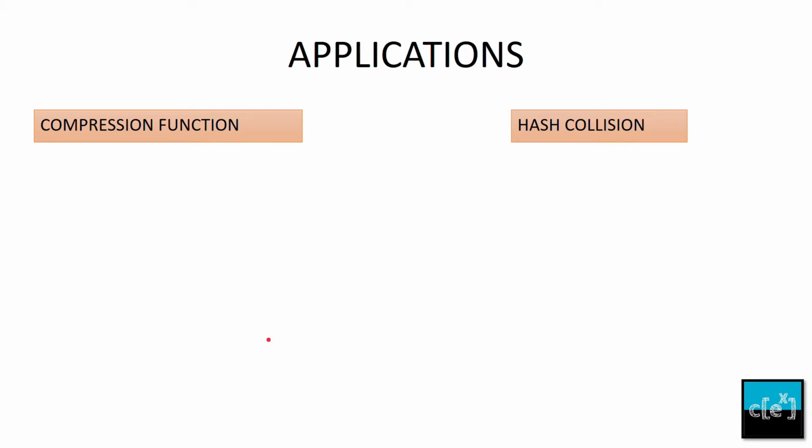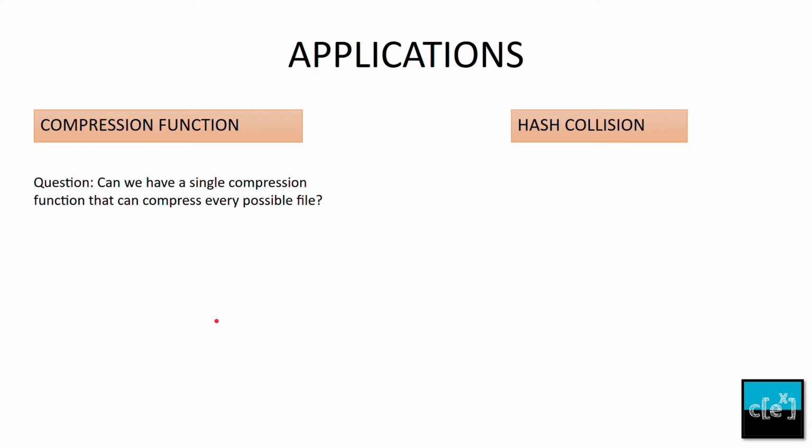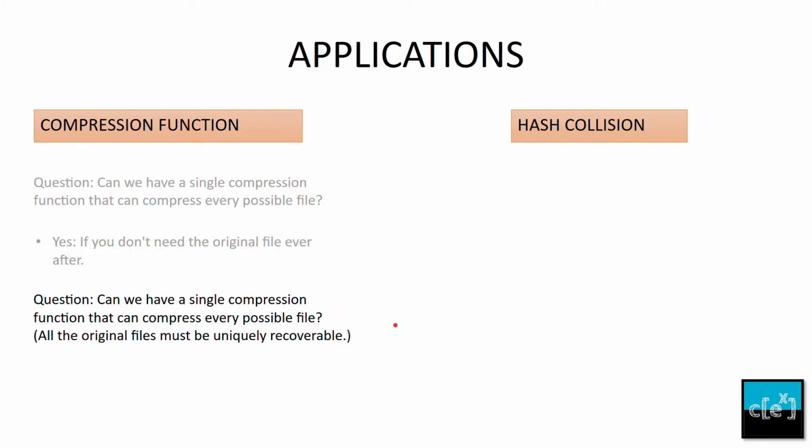Now there is a popular question that says, can we have a single universal compression function that can compress every possible file? The answer depends on the context. Speaking literally, yes, but there is a caveat. It is only fine if you do not wish to get back the actual file each time. But that is synonymous to destroying the file itself, right? So not that convincing. But what if I add the statement that says all the original files must be uniquely recoverable from the compressed one?